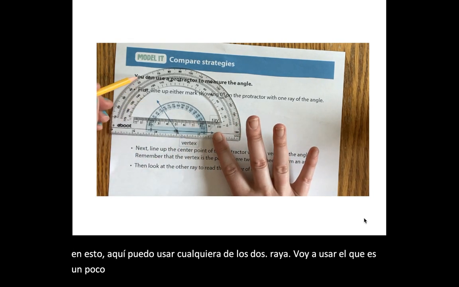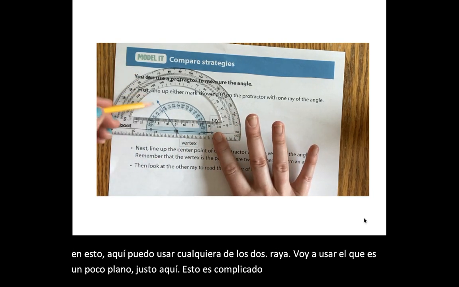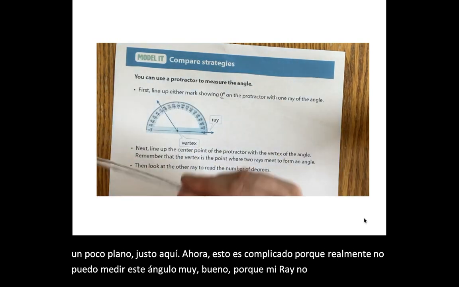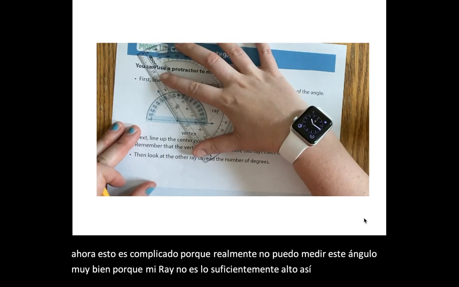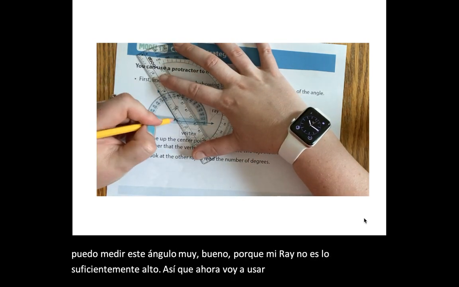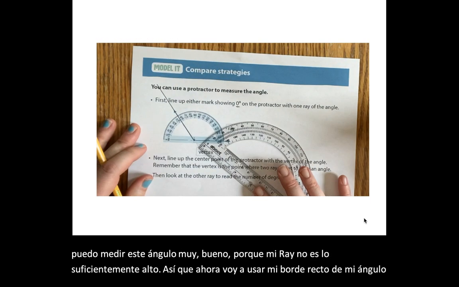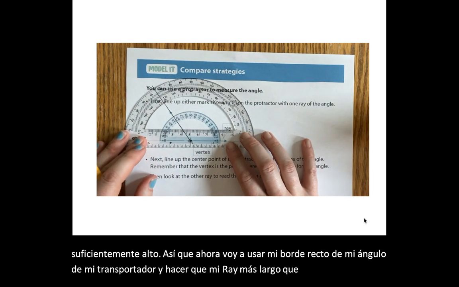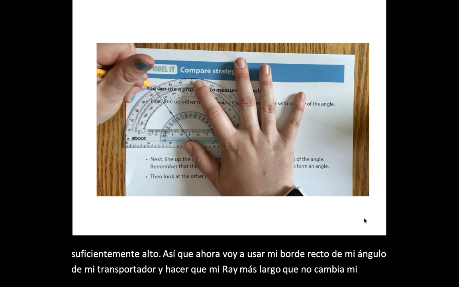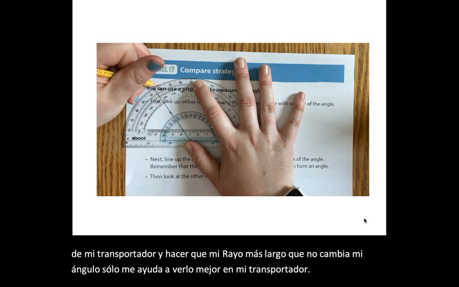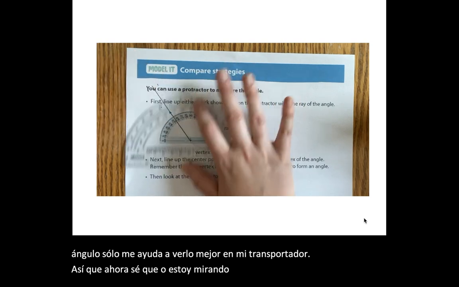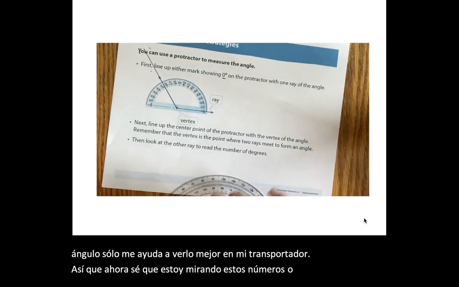Now, this is tricky because I can't really measure this angle very well because my ray isn't tall enough. So now I'm going to use the straight edge of my protractor and make my ray longer. That doesn't change my angle, it just helps me to see it better on my protractor. So now I know that I'm either looking at these numbers or these numbers. So this is my angle.